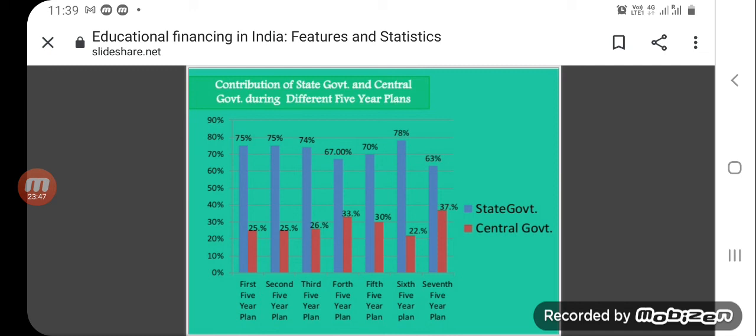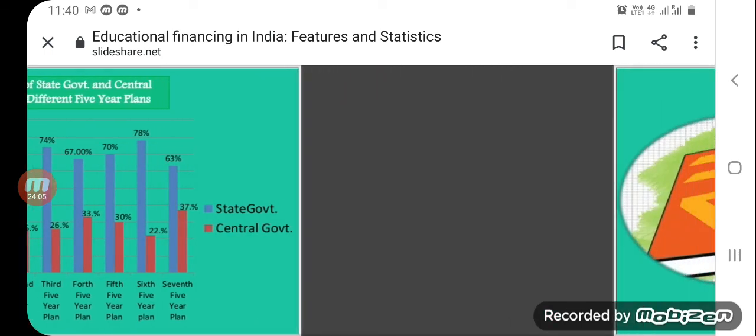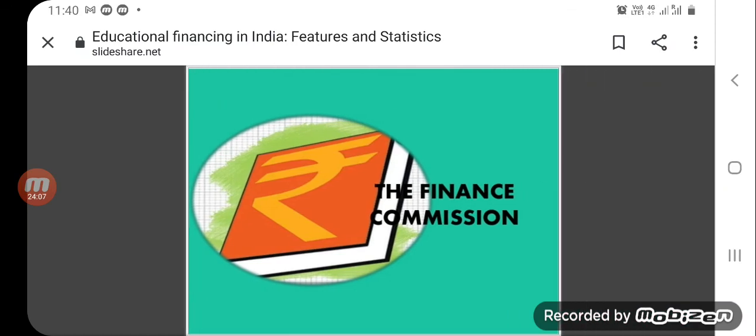This is the contribution of state government and central government during different 5-year plans. Actually, the whole fund was not provided by the central government, but there was some contribution by the state governments too in the 5-year plans. And these are some statistics. You can read and understand. Then comes the Finance Commission.